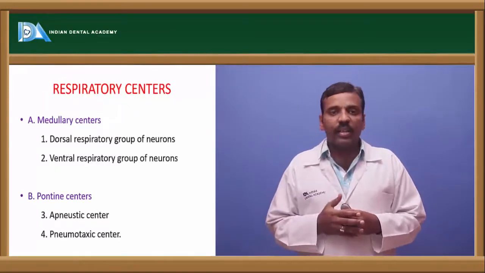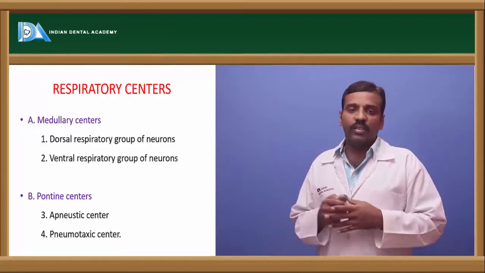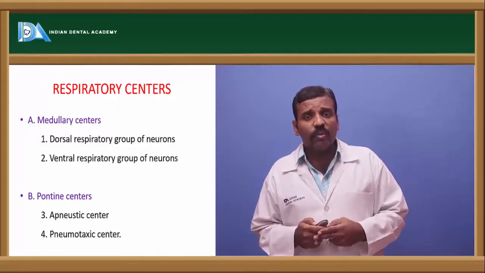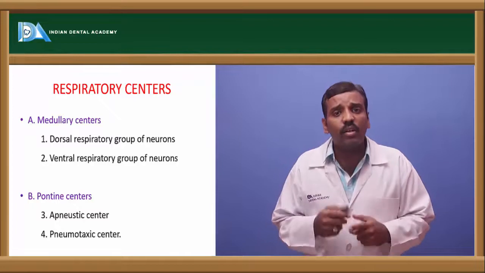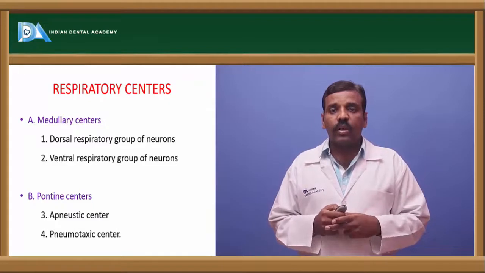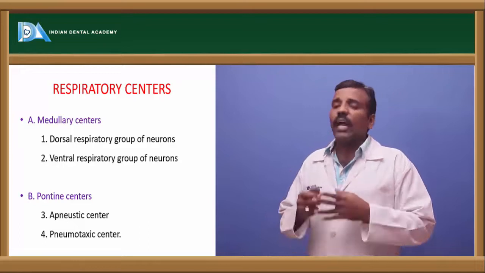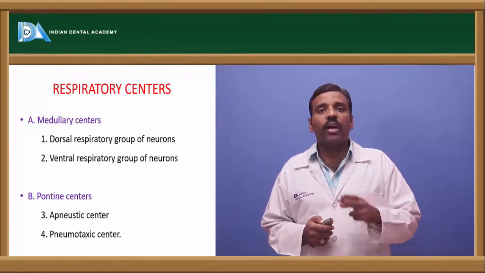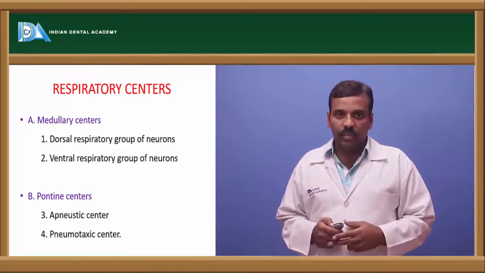If you see the respiratory centers, two types of centers are present: medullary centers and pontine centers. In the medulla, there are two types of centers: the dorsal respiratory group of neurons and the ventral respiratory group of neurons. In the pons, there are the apneustic centers and the pneumotaxic centers. The apneustic and pneumotaxic centers are the pontine centers, and the dorsal and ventral groups are the medullary centers.